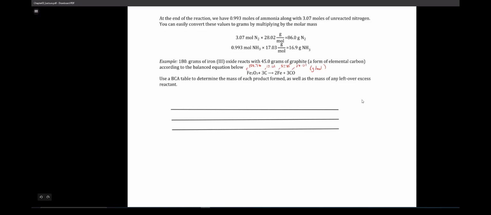Okay, so what goes along the top of a BCA table? The balanced equation. Good. And I'm going to write here moles, so I know that's my unit. So Fe2O3 plus 3C gives me 2 irons plus 3 carbon monoxide. I'm trying to figure out the mass of each product formed and the mass of any leftovers. So the first part is the before.